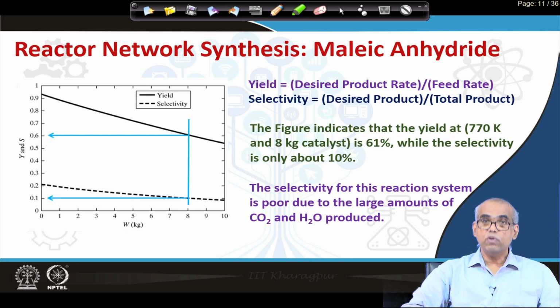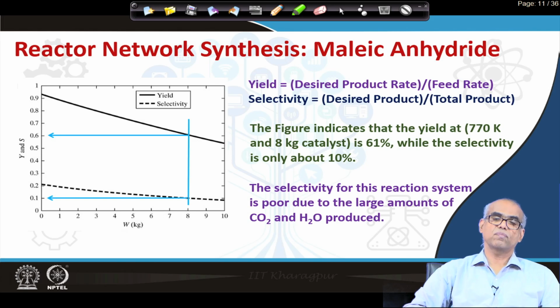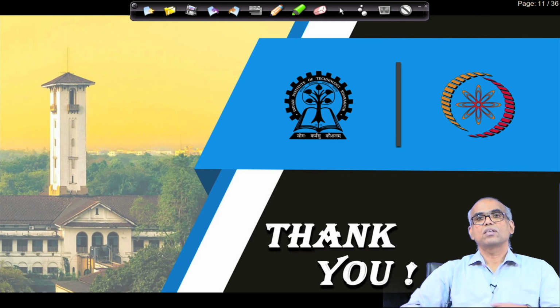So, here we learned how to obtain the attainable region for a simple example of production of maleic anhydride. It was possible to obtain the attainable region with a single plug flow reactor. In the next class, we will look at a more involved example where the attainable region will be obtained by combinations of plug flow reactor, CSTR and mixing steps. With this, we stop our discussion here.